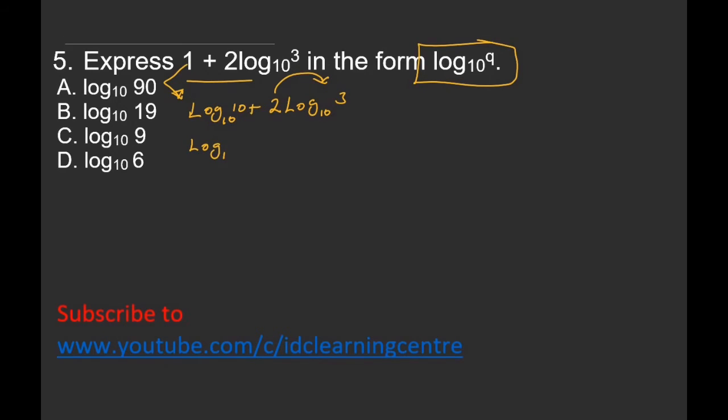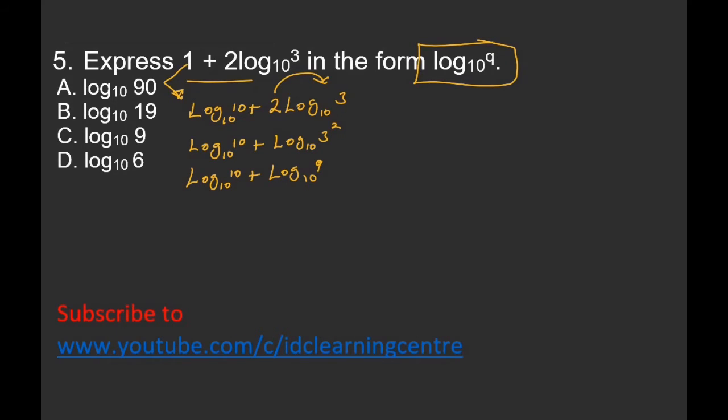So this is log to the base 10 of 10 plus log base 10 of 3 raised to the power of 2. Now all together we have this plus log to the base 10 of 3 raised to the power of 2, which is 9.